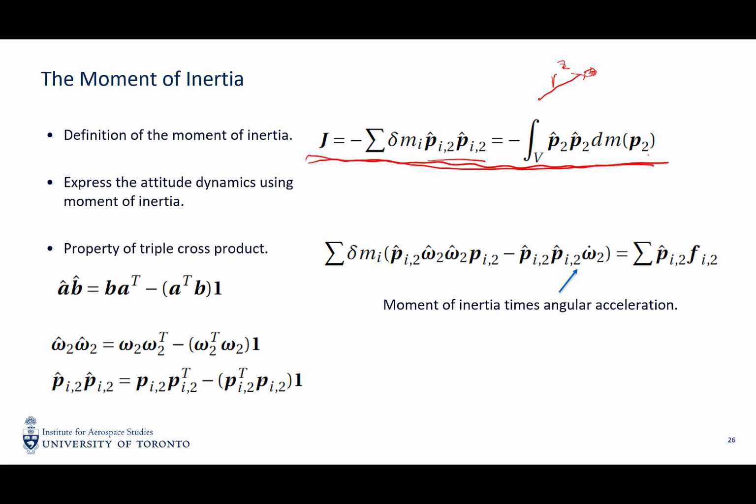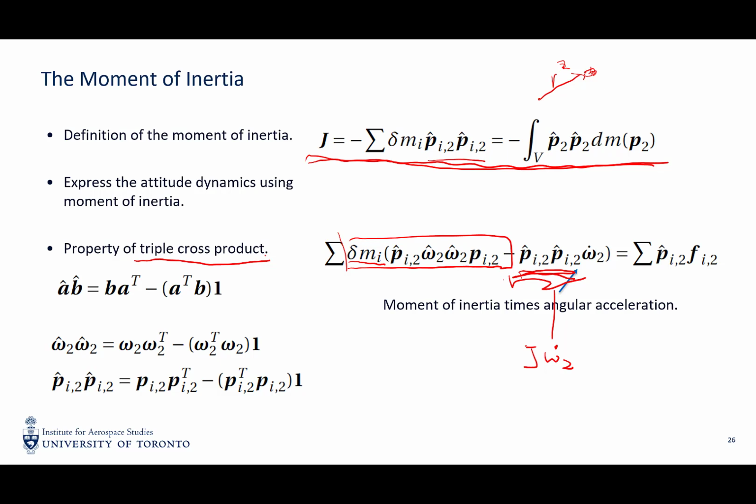And then we immediately know that this second term, together with this delta mi, is actually the moment of inertia. So this one is J times omega 2 dot. And the final thing is that we have something left here. So how do we relate this one to the moment of inertia rather than using the vector of single point masses? Here, we use the triple cross product rule.